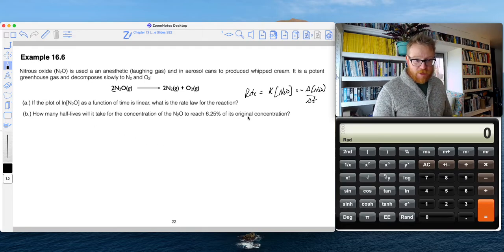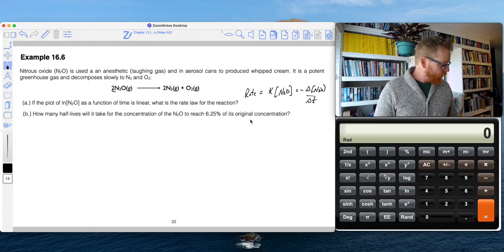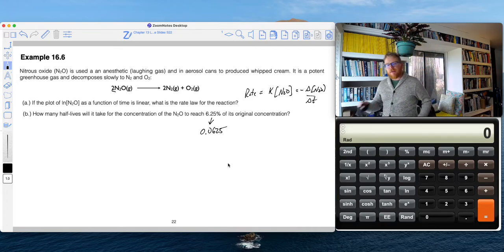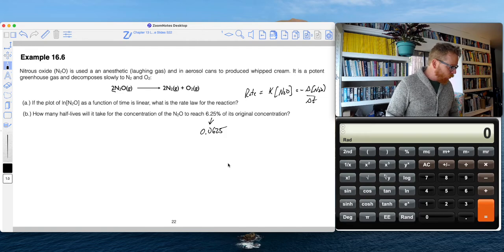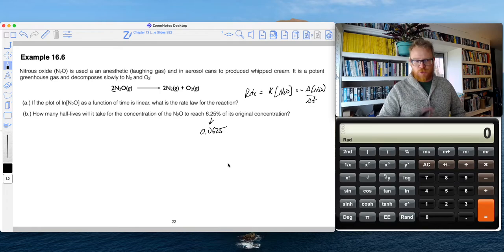So B, this one is a little bit trickier. How many half-lives will it take for the concentration of N2O to reach 6.25% of its original concentration? So we remember, for one, that's got to be 0.0625. And there's a couple different things that we could do here to make this work. We could do this ratio again and figure out how many half-lives it would take by doing the algebra. We could also just play around with numbers for a minute via the following.